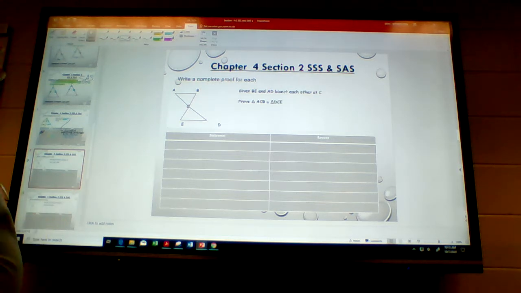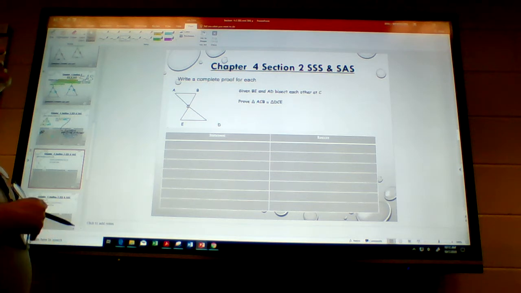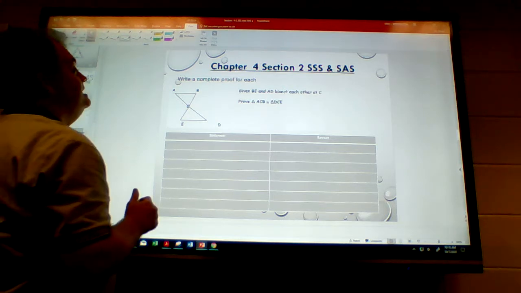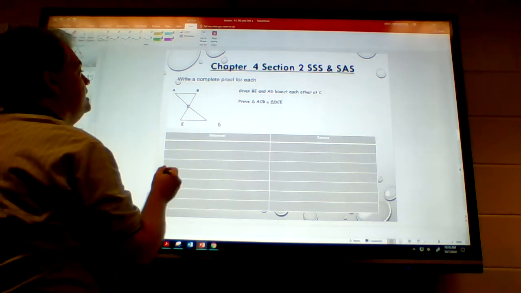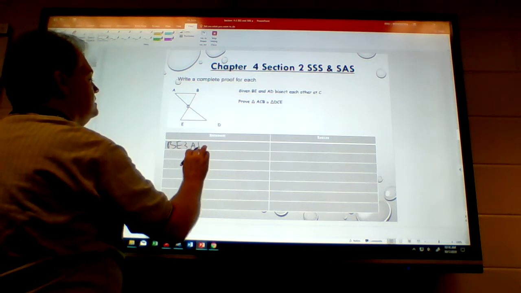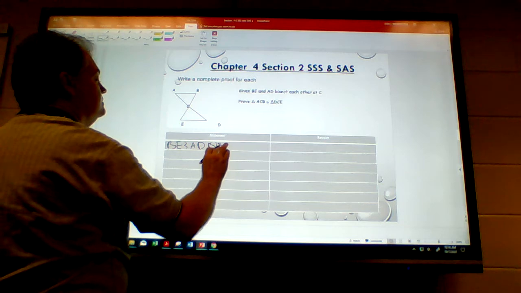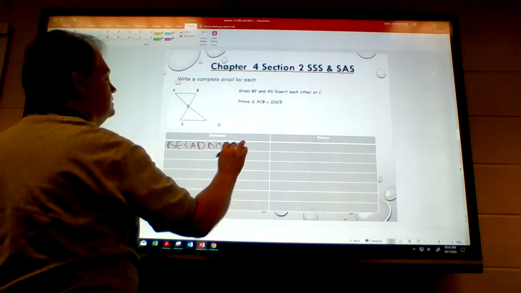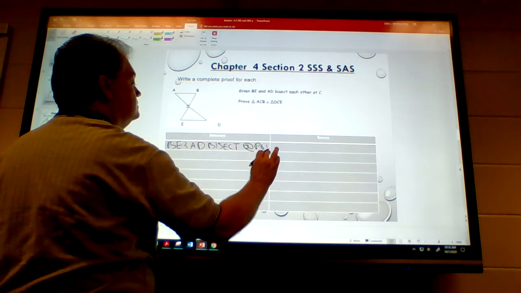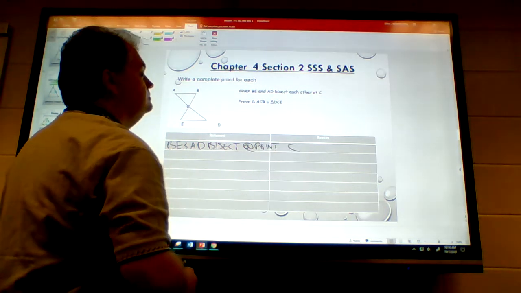Let's do another one. This time we are given that BE and AD bisect each other at C, and we are trying to prove that triangle ACB is congruent to triangle DCE. Okay, so let's write that down. BE and AD bisect each other at point C. And that is a given.